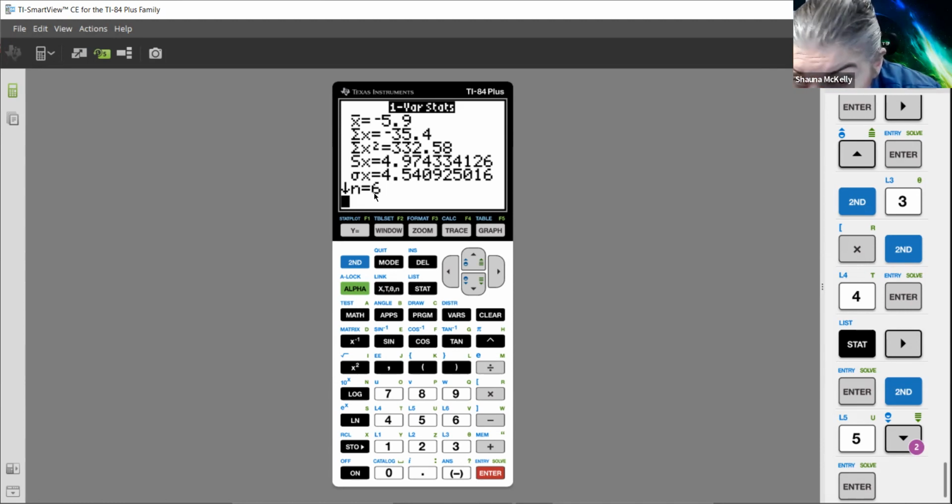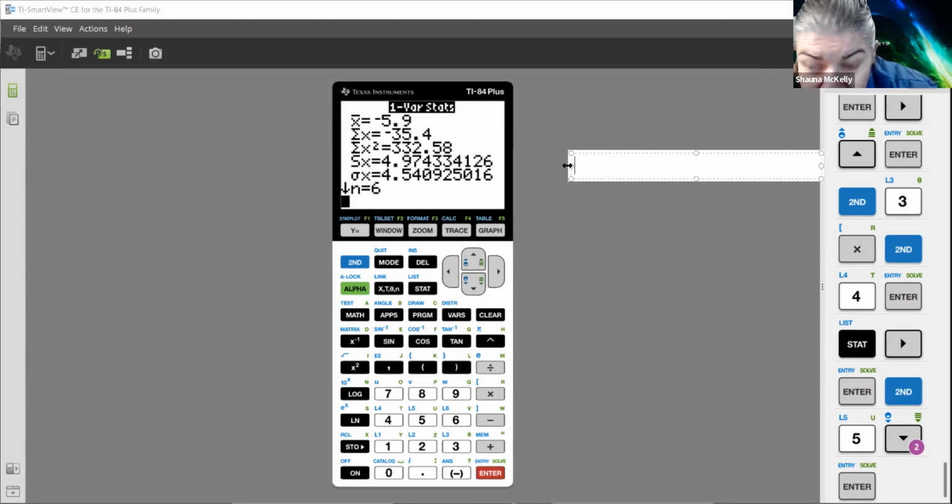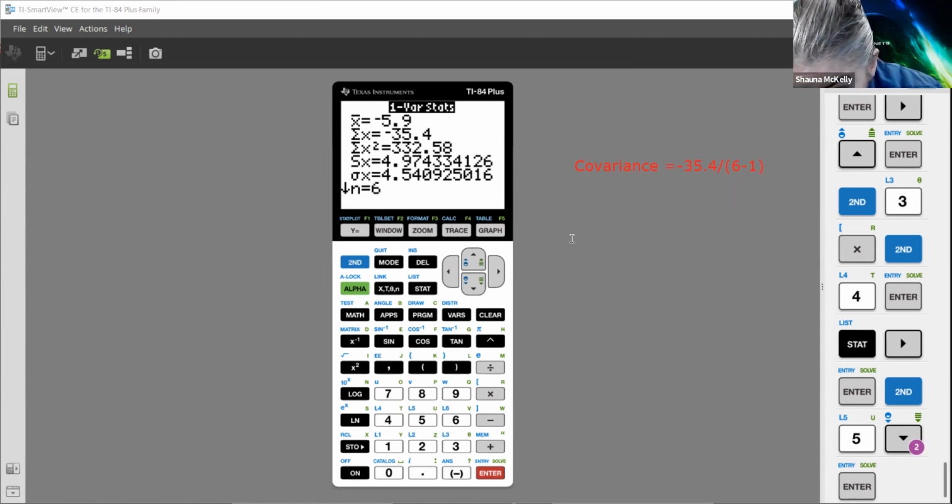Now I can say that if I want to find my covariance, let me write it over here. My covariance is going to be, because now I know that my total was negative 35.4, and I'm going to divide it by 6, the number of values I have, minus 1, right? So that's my calculation right here.